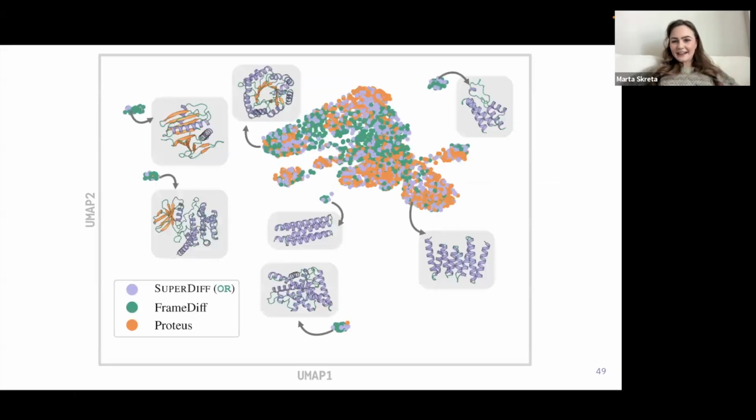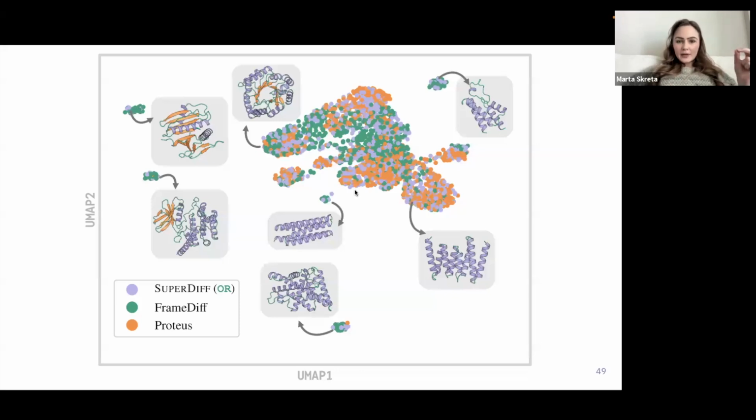And then finally, here is a UMAP projection of SuperDiff OR. And what I want to show here is that in orange, we have samples generated by Proteus. In green, we have samples generated by FrameDiff. And in purple, we have samples generated by SuperDiff OR.